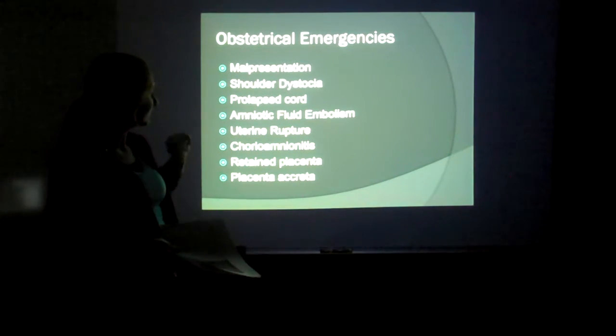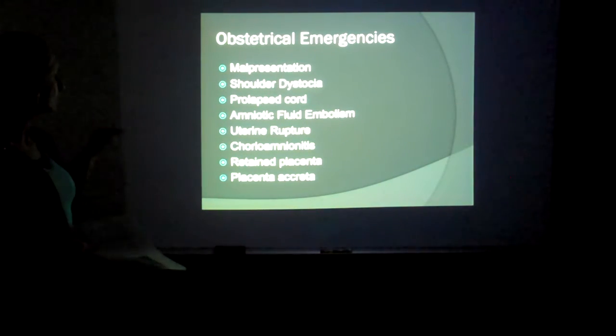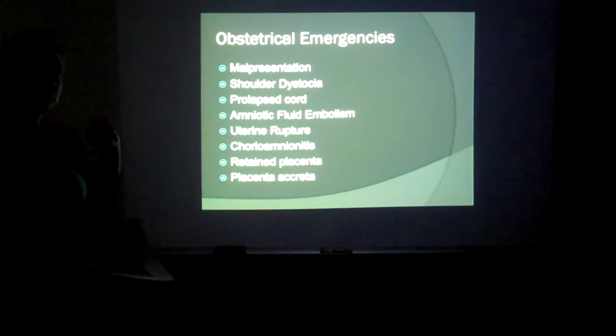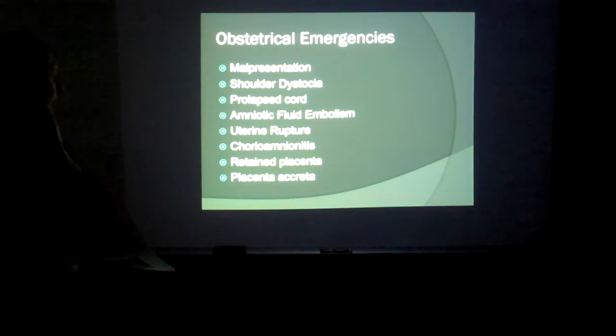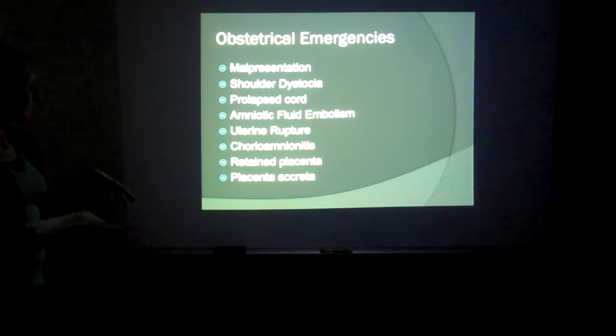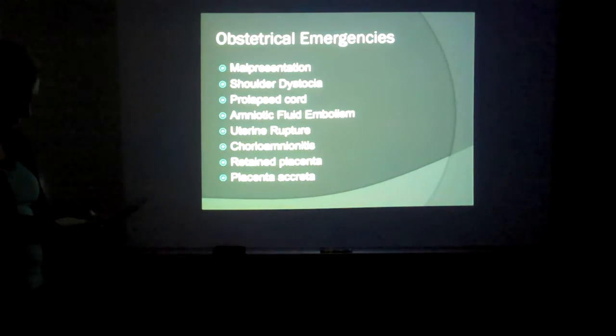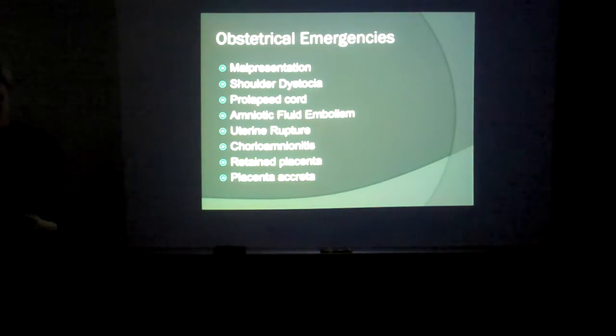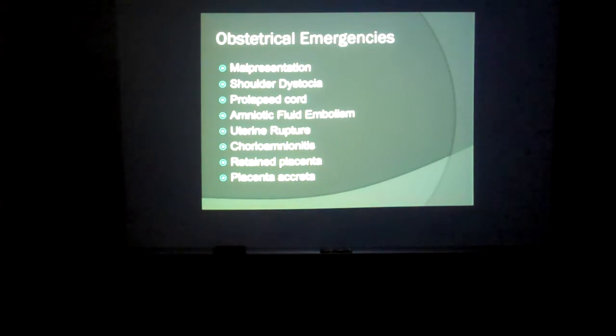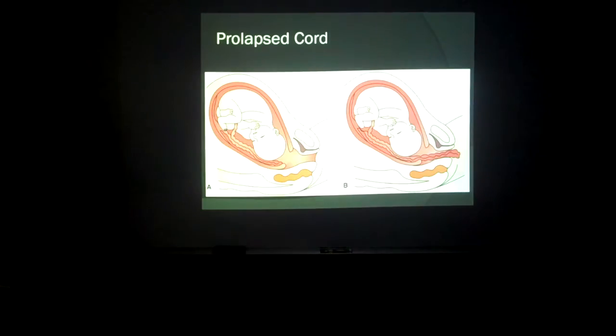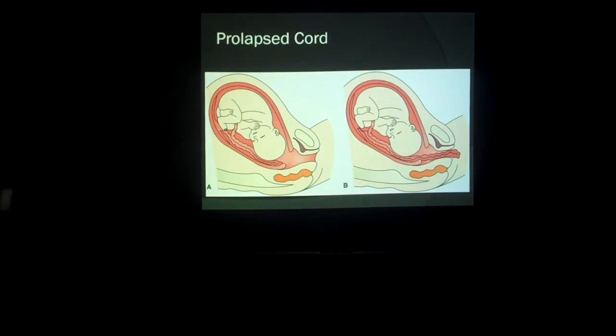Chorio is infection of the amniotic fluid. You're at increased risk for chorio if your membranes have been ruptured for greater than 24 hours. Retained placenta, you're at increased risk for hemorrhage. Here's a picture of a prolapsed cord.